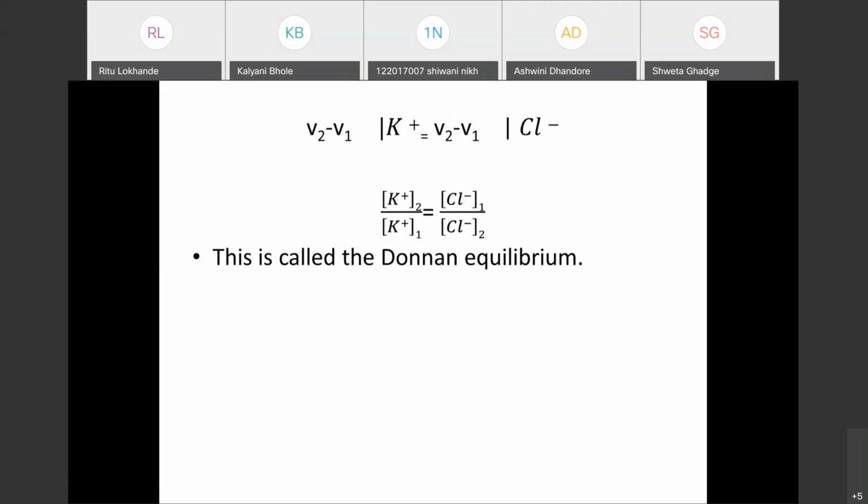So this is the derivation of Donnan equilibrium. I'll just give you 5 minutes and we will write it down again.